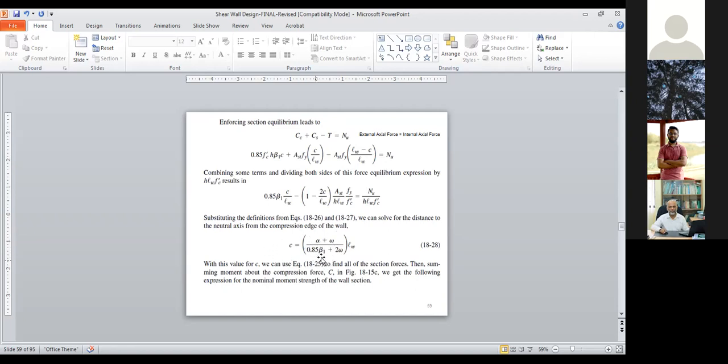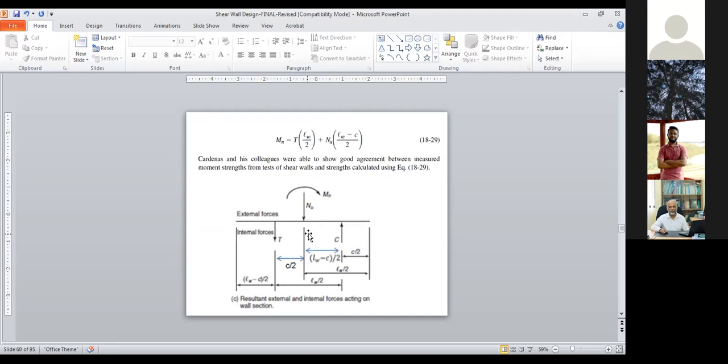So c is (alpha plus omega) divided by (0.85 beta 1 plus 2 omega), times Lw. This c is nothing but the depth of the compression zone. So you can easily get the depth of the compression zone using this equation. And if you know the depth of the compression zone, you can get the nominal moment capacity of the section.